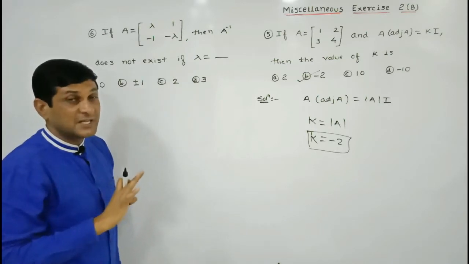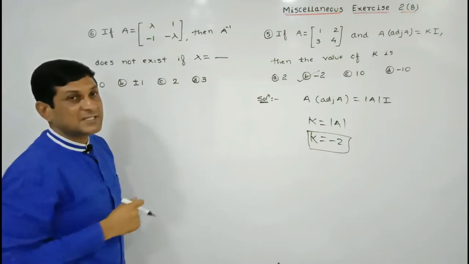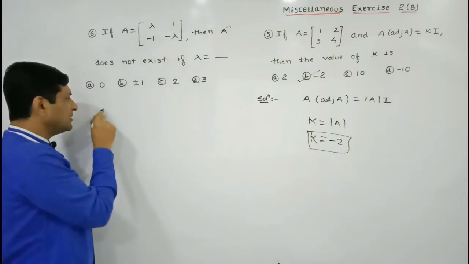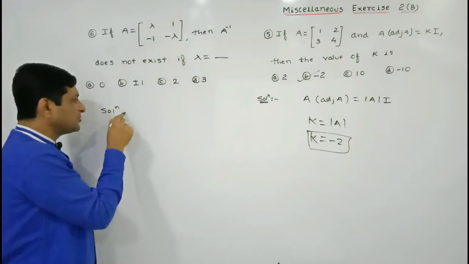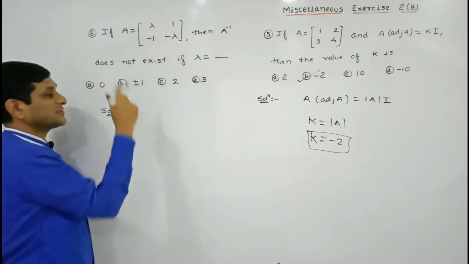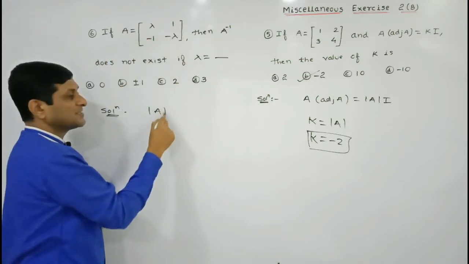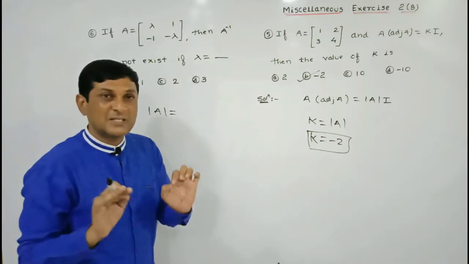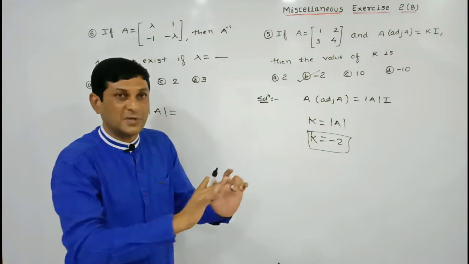It is given to us. If these conditions are satisfied, then our question is to find the value of lambda. Now to find the value of lambda we are using the condition that A inverse does not exist. A inverse does not exist means we can say that the matrix is what? Singular, because we know that inverse exists if the matrix is non-singular.